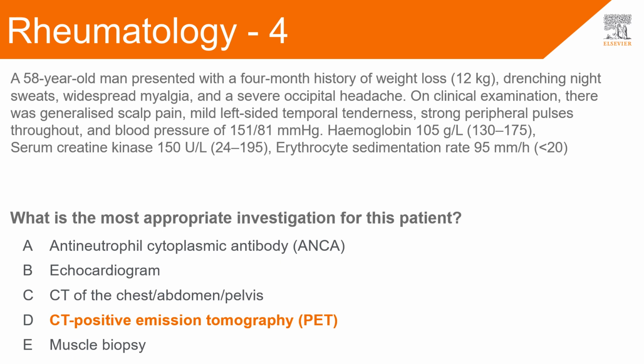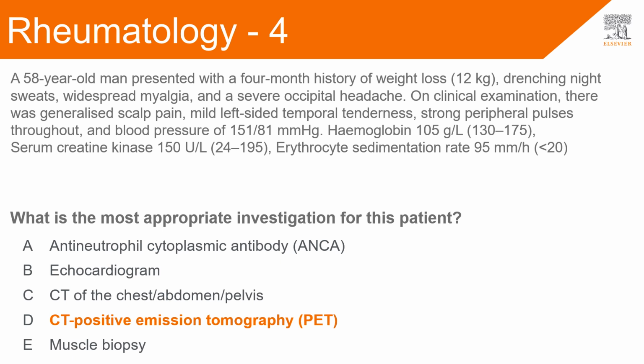What about an echocardiogram? If you thought this could be due to something like infective endocarditis, causing anemia, drenching night sweats, weight loss, constitutional symptoms, you might be right. Okay, you might be right. But because of the systemic inflammatory response, however, it wouldn't explain anything else in this particular case. It wouldn't explain the findings in the scalp, for example.